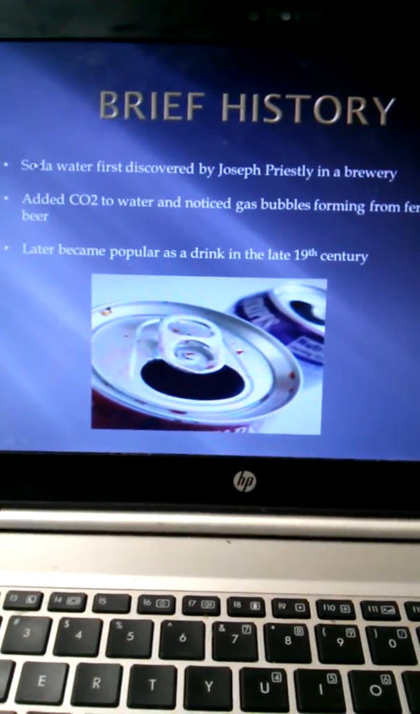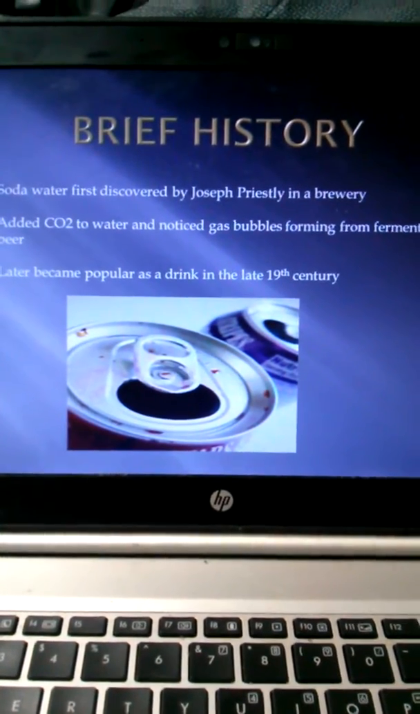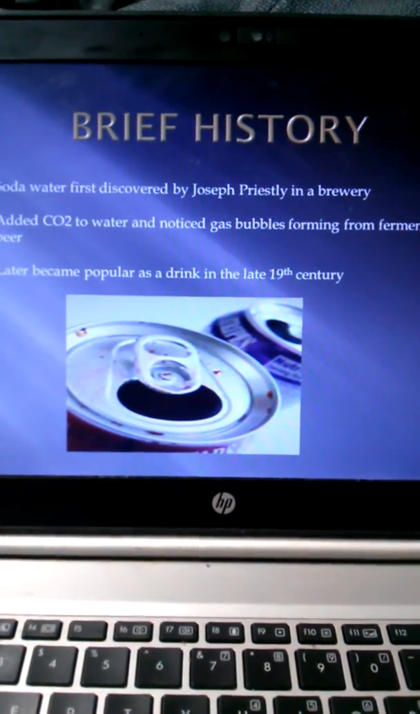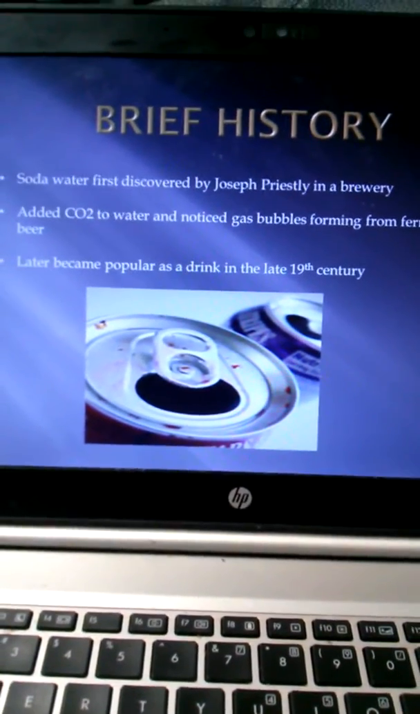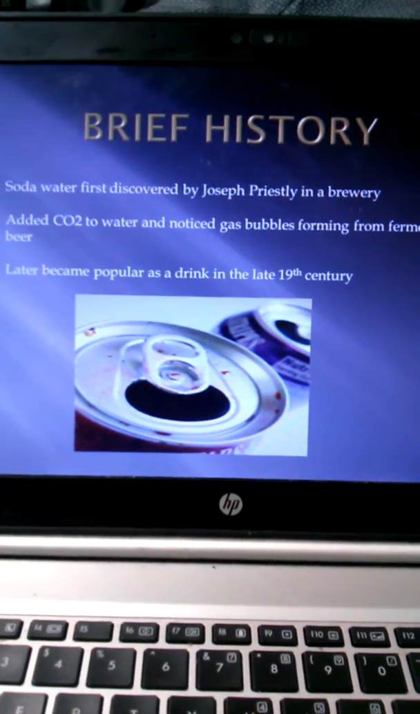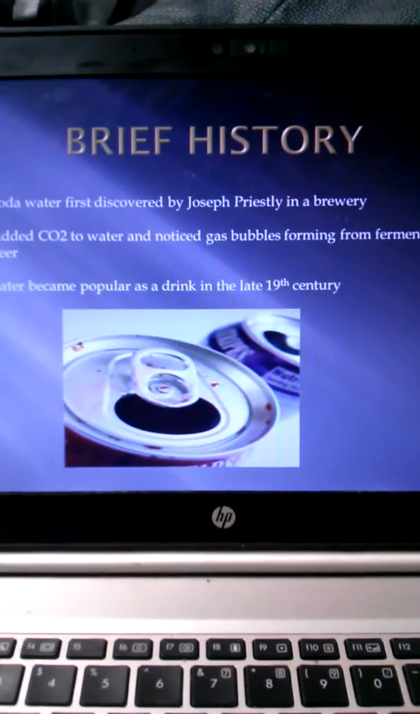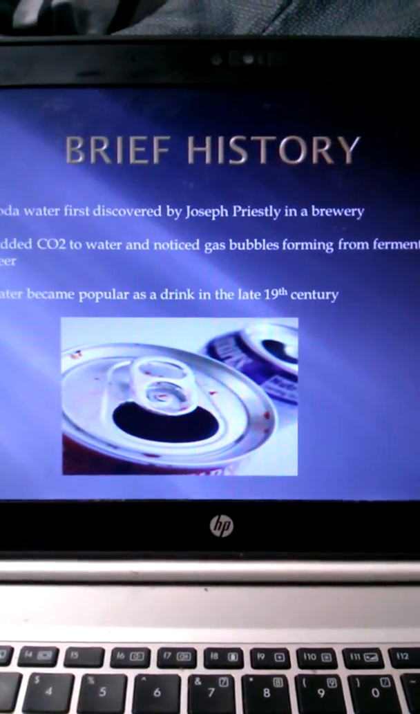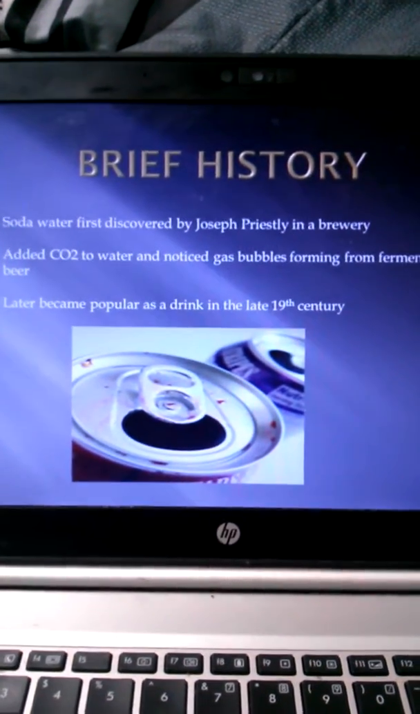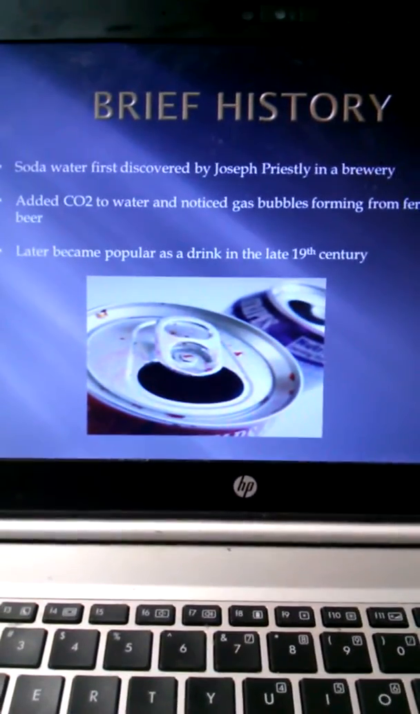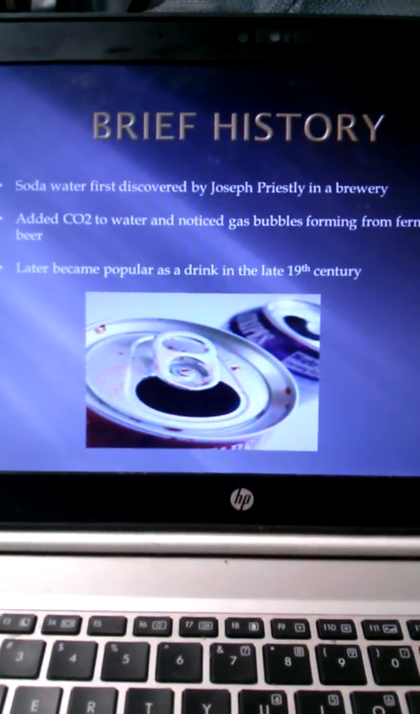So, a brief history of soda. Soda water was first discovered by Joseph Priestley, an 18th century English chemist, in a brewery. The way he discovered it was he took regular water and put it over a beer vat. He noticed that CO2 was bubbling out of the fermentation of the beer and dissolving into the water, and he developed this idea of making carbonated water.